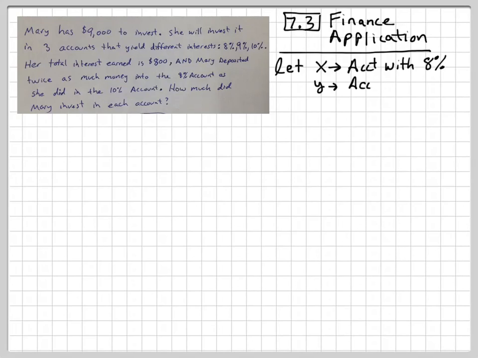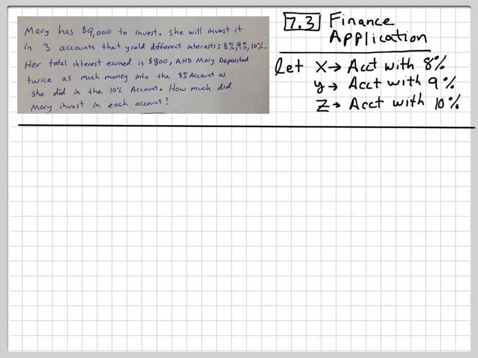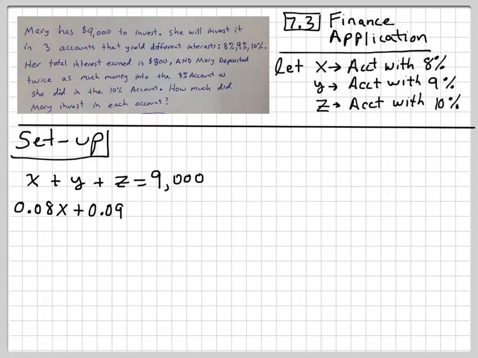We're going to let X be the amount of money that is going to go into an account that pays 8%. We're going to let Y be the amount of money that's going to go into the account that pays 9%, and Z the amount of money that's going to go into the account that pays 10%. Now you can think of it as 3 different banks if you wish. So the setup, as I mentioned, will become a system of 3 equations.